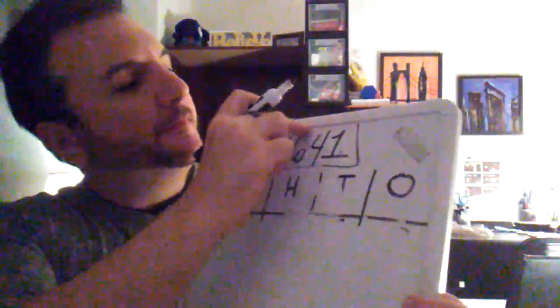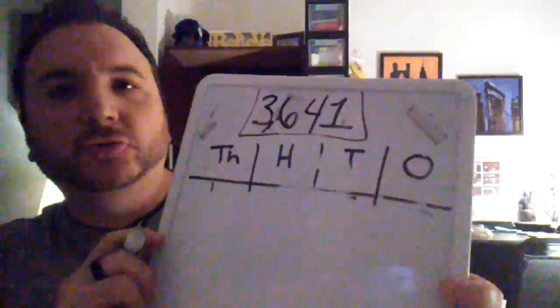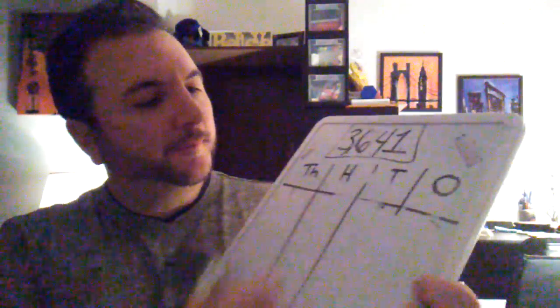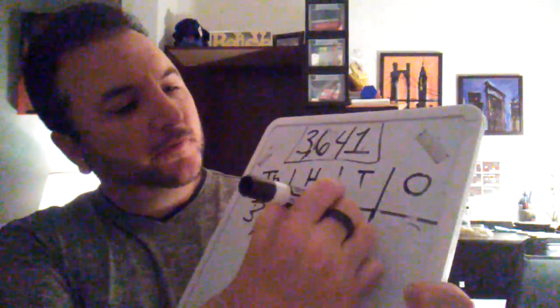Just to review, I'll do another 4-digit number. Do a different one. Okay, sorry about that. Here's the number. How will we say it? 3,641. Right?